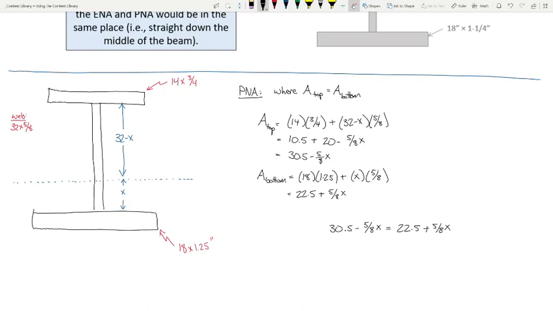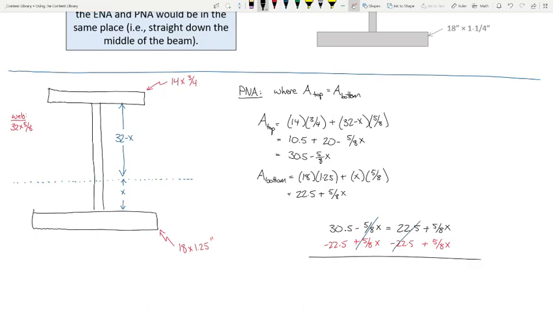Okay? And so what I will do is I will add 5/8 x to both sides, right? Because that'll essentially cancel that. And then so that'll get the x's on the right side. To get the numbers on the left side, I'm going to subtract 22.5, right? Because that'll cancel that.